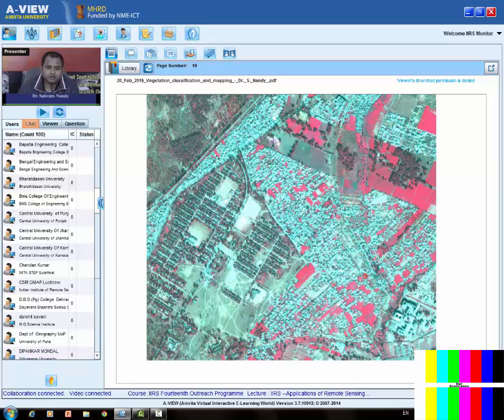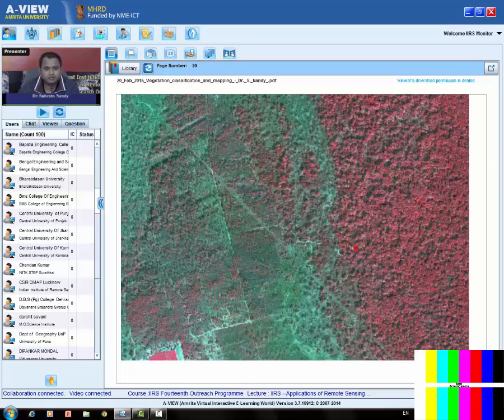Then this is a typical urban area. You can see the uniform pattern, houses. So this is a typical urban area image. Again, World War II image.